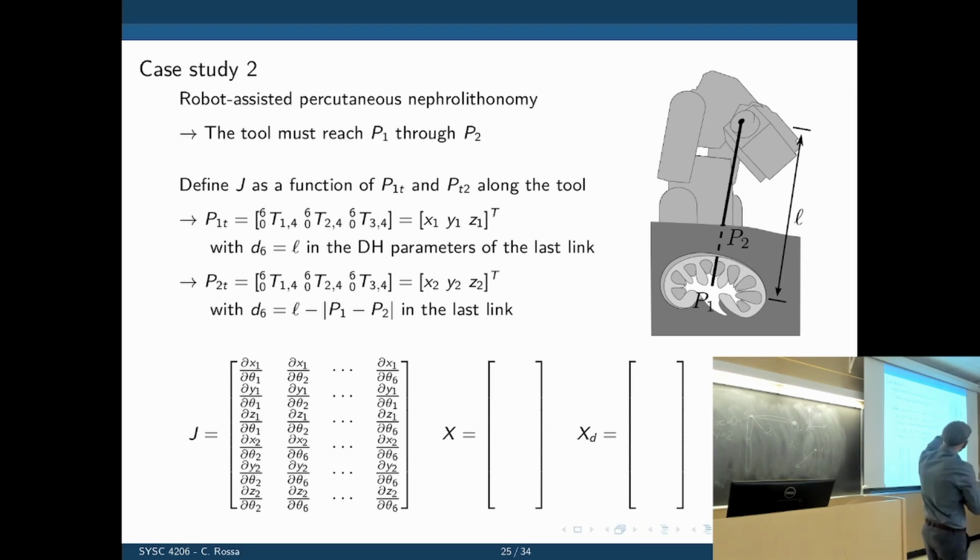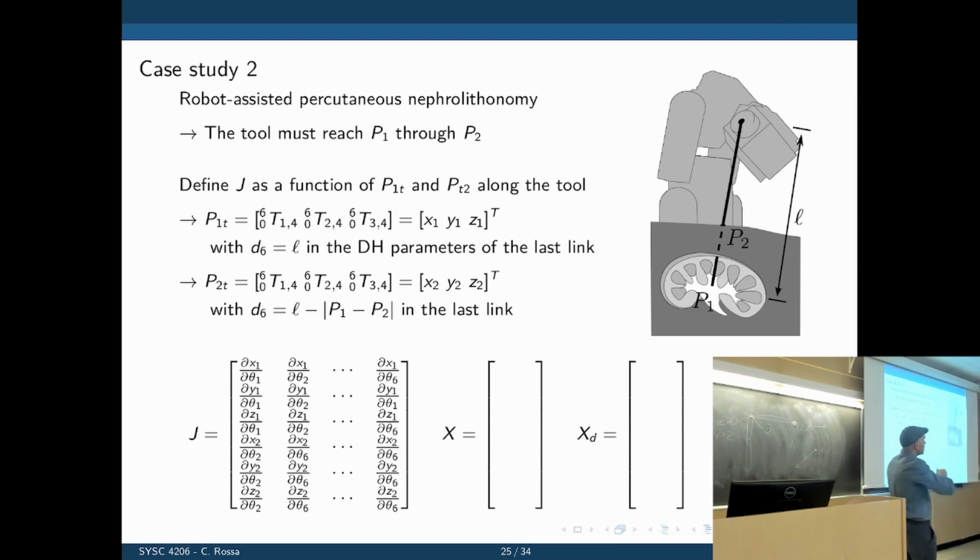If we attach a tool to the robot that has a distance D, what is P2? Well, it's simply D minus the distance between P1 and P2, just along the tool shaft going back. Remember in the kinematics, the last link is a prismatic joint, and the distance D along Z is 0. But if you now attach a tool of length L, D6 will be L, right?